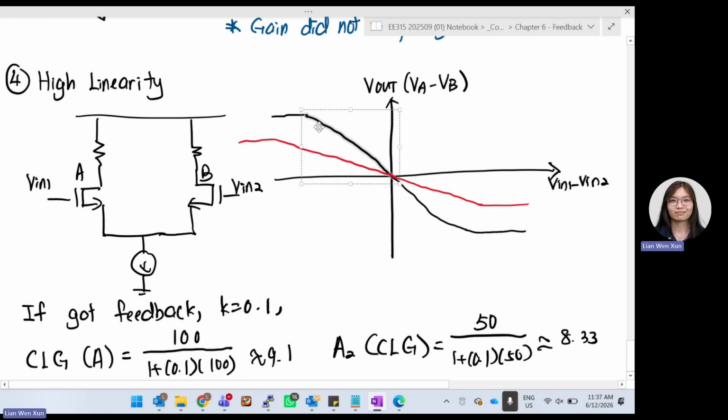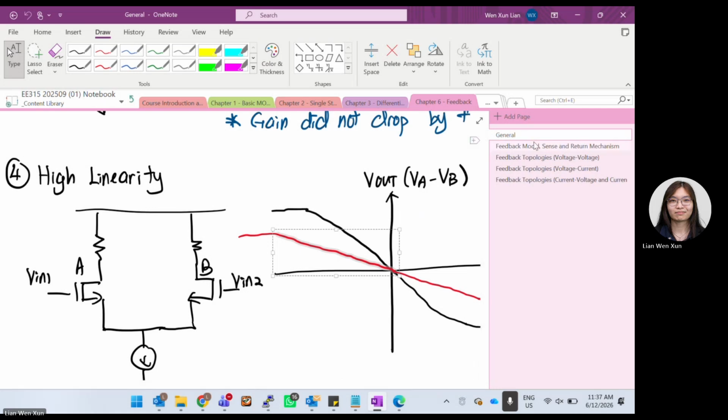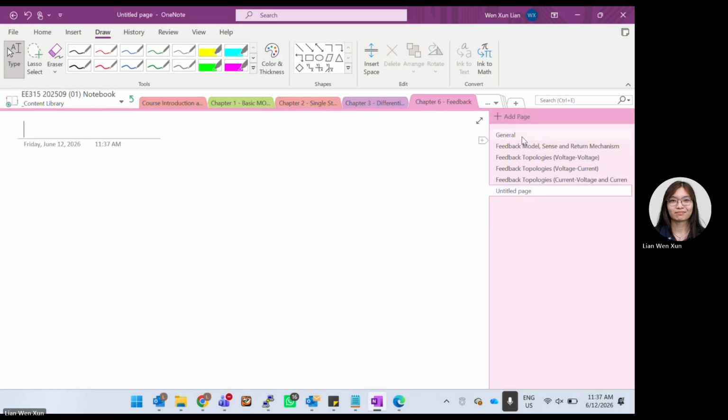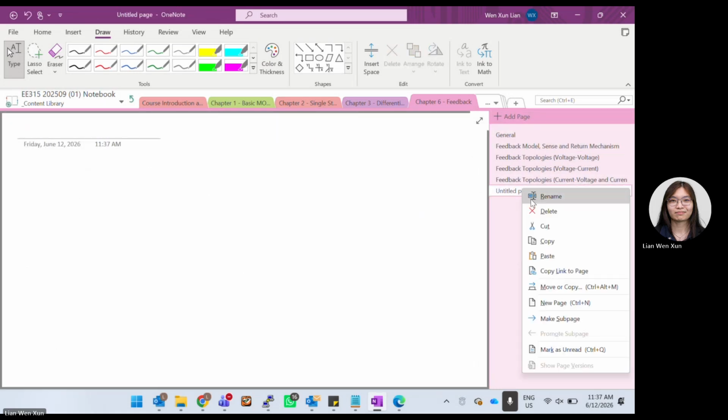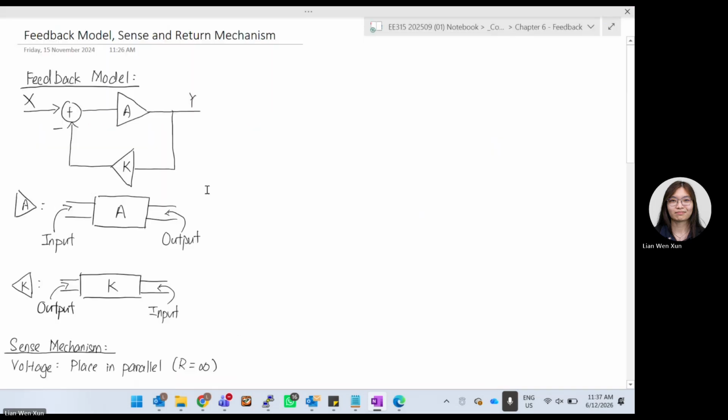So you can see the black color slope is very steep, but the red color slope, your feedback system, is not so steep. So it is more linear compared to your original open loop circuit. This means it can span a longer range. It can accept a longer range of input and a longer range of output. So the whole circuit is more linear. Any questions so far?